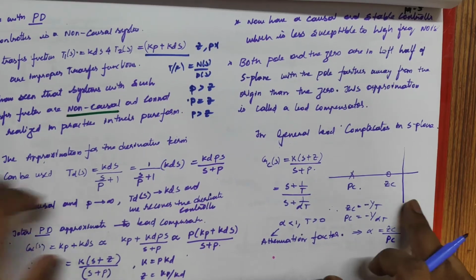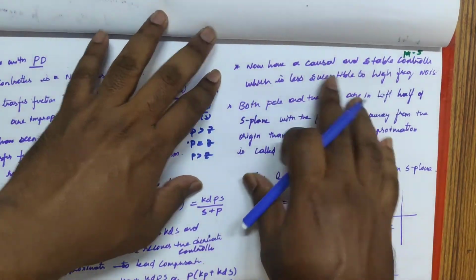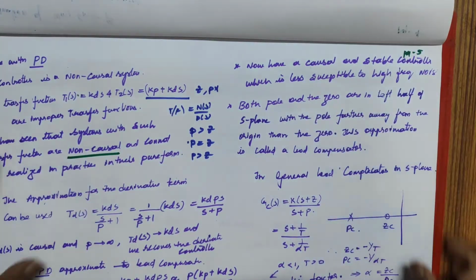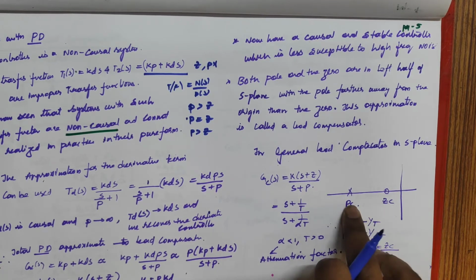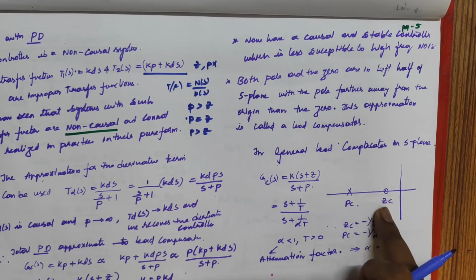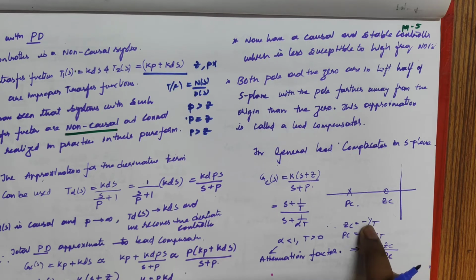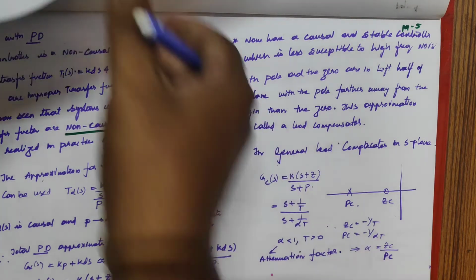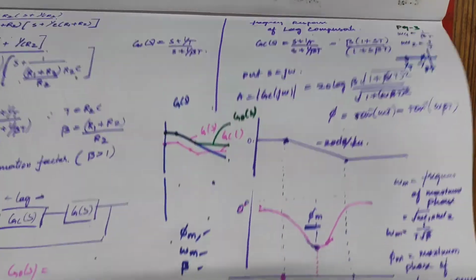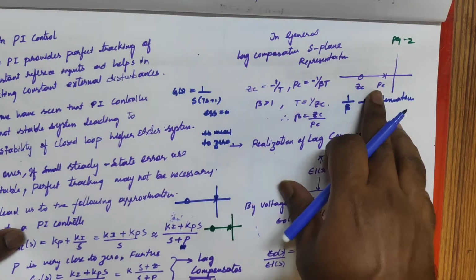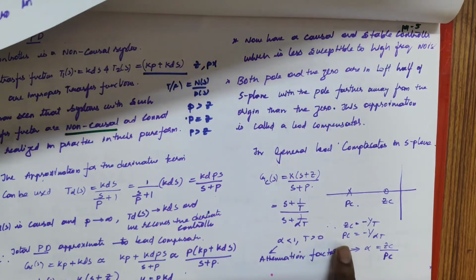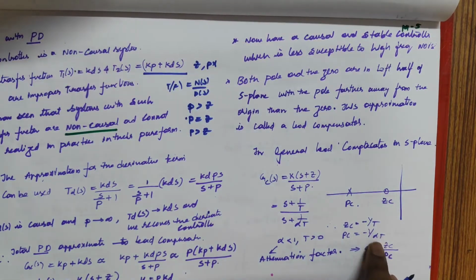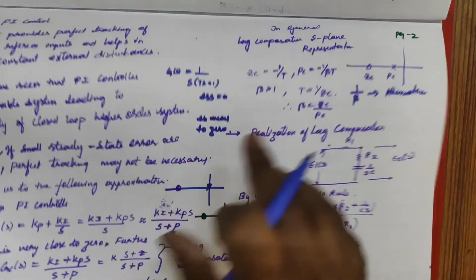You just read all this stuff that is useful for you and make a note of that, but I am discussing this here. We have a pole far away from the origin. ZC is now minus 1 by T, and PC is minus 1 by alpha T. If you look carefully, the pole here we make minus 1 by beta T. Here the pole is minus 1 by alpha T, where alpha is less than 1. Here beta is greater than 1.